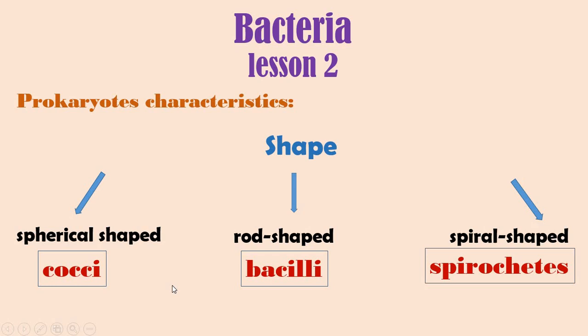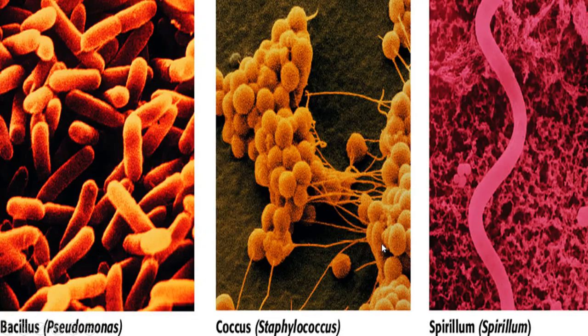About the shape of bacteria. There are three main shapes of bacteria. Spherical shape, we call it cocci. Rod-shaped bacteria, we call it bacilli, and spiral shape, which is known as spirochetes. These three pictures include the three shapes.